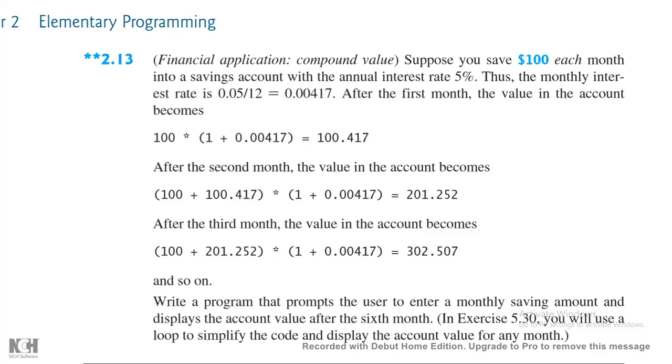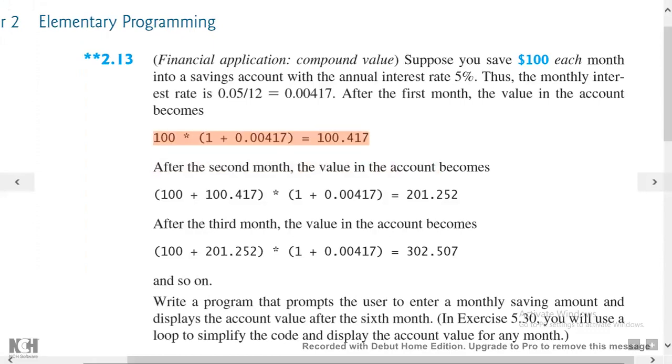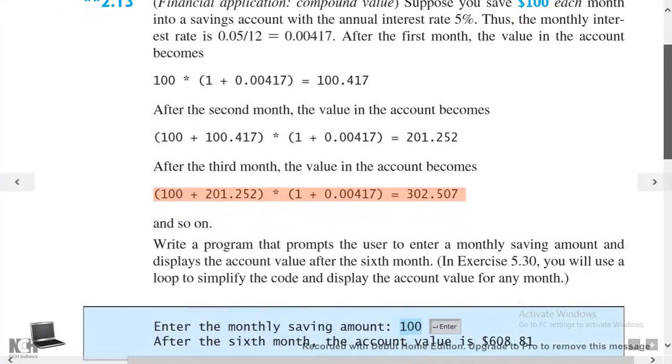After the first month, the value in the account becomes this. And then after the second month, it becomes that, and so on and so forth. This is our value on the third month. So what we've got to do is write a program that prompts the user to enter a monthly saving amount and displays the account value after the sixth month.